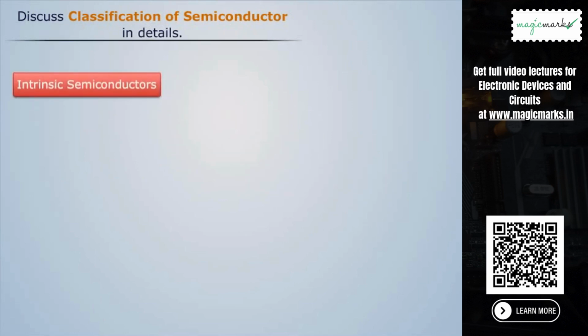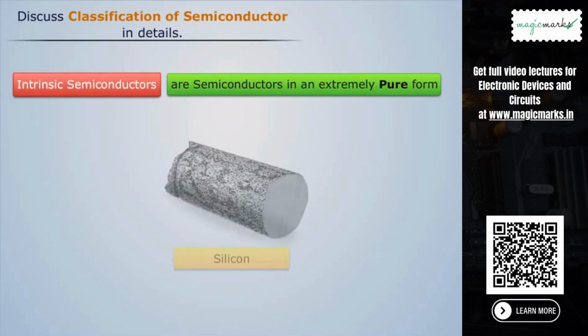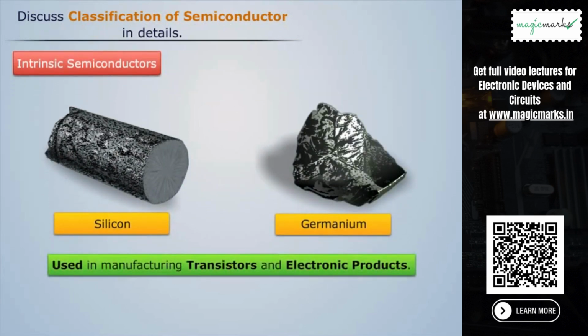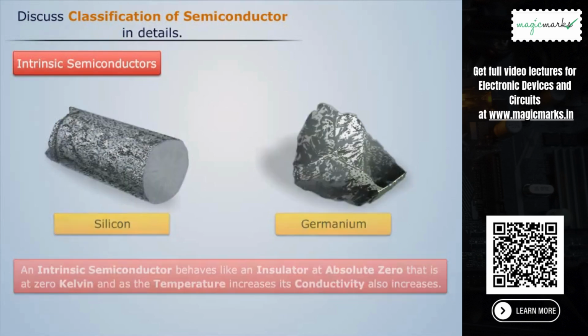Intrinsic semiconductors are semiconductors in an extremely pure form. The commonly used intrinsic semiconductors are silicon and germanium. They are frequently used in manufacturing transistors and electronic products. An intrinsic semiconductor behaves like an insulator at absolute zero, that is, at 0 Kelvin, and as the temperature increases, its conductivity also increases. Let us discuss how.